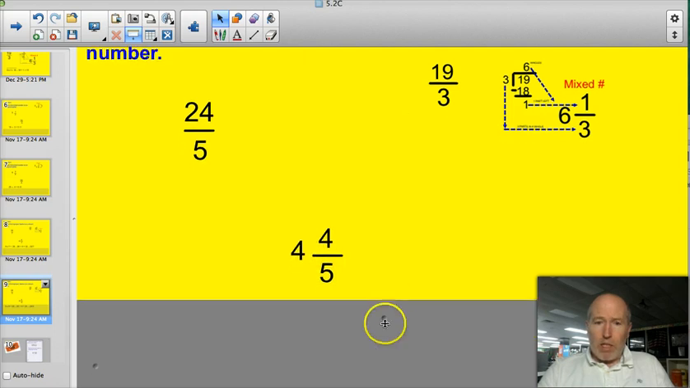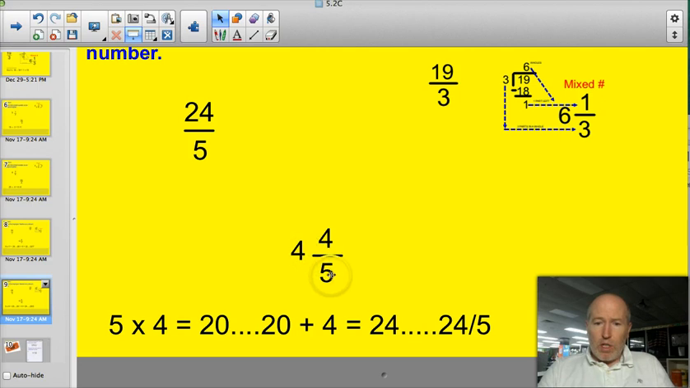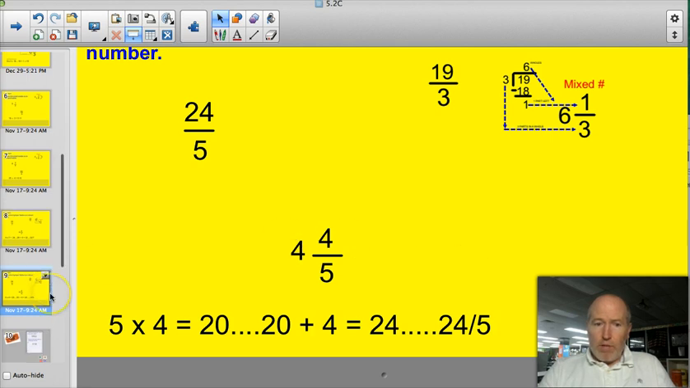Let me see if I got it right. Let me just scroll down here. So 4 times 5 is 20, plus 4 would be 24/5. So my answer, the discount double check works. 4 times 5, 20, plus 4, 24/5. 4 and 4/5. All right, you are ready for the ticket to the show.